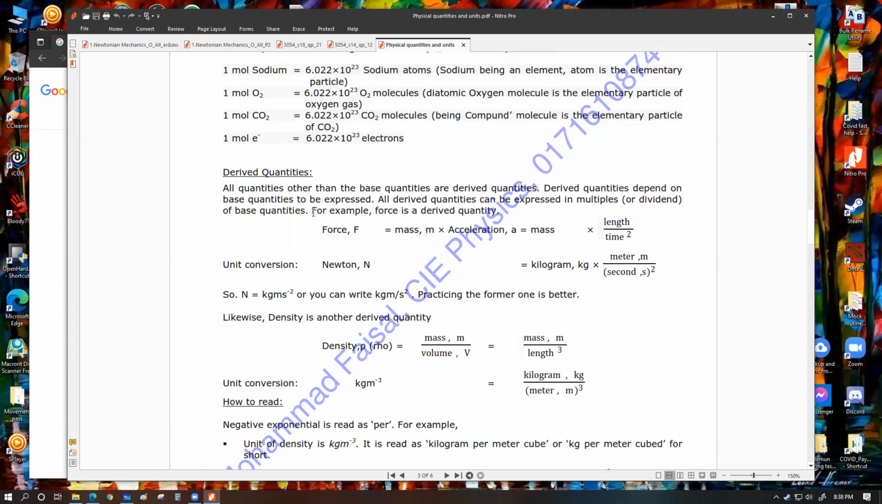Any physical quantity which is not a base quantity is a derived quantity. Derived quantities are those which are obtained from the multiplication or division of multiple different scalar quantities. For example, area is given by length into length, volume is given by length into length into length, density is given by mass by volume, force is given by mass into distance divided by time squared, mass into acceleration. Acceleration is actually what? Distance over time squared, meter per second squared. So everything which is not a base quantity is a derived quantity.